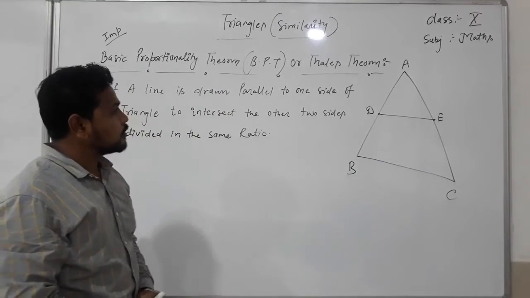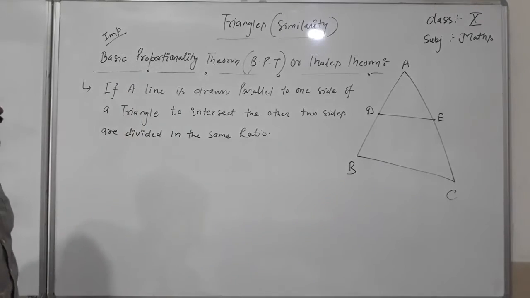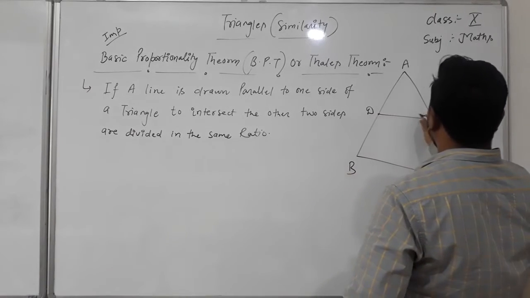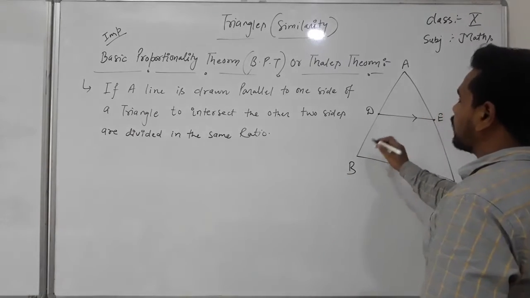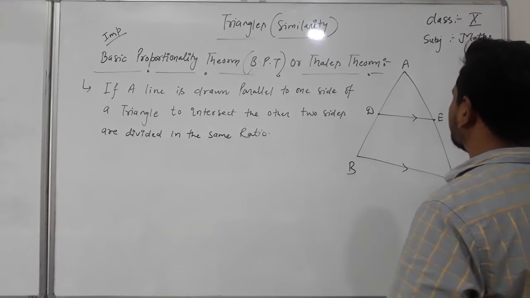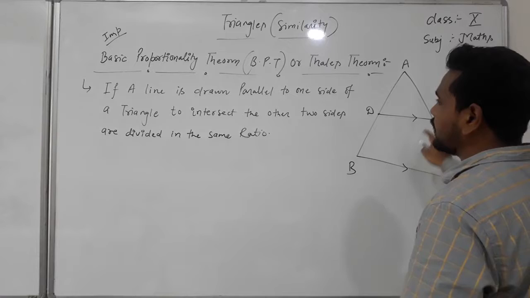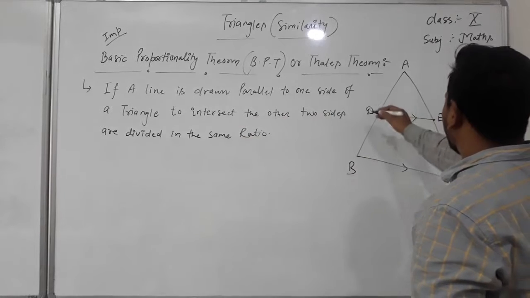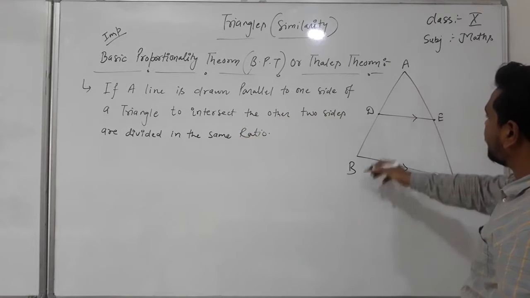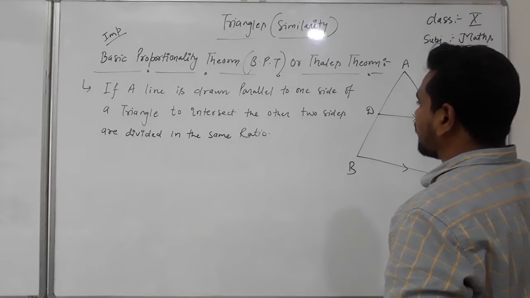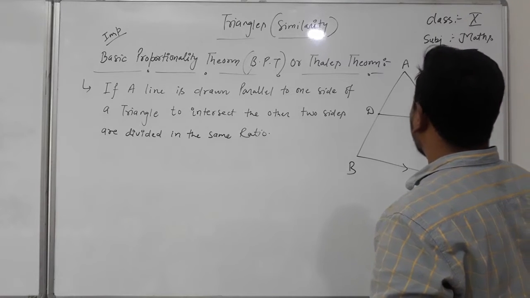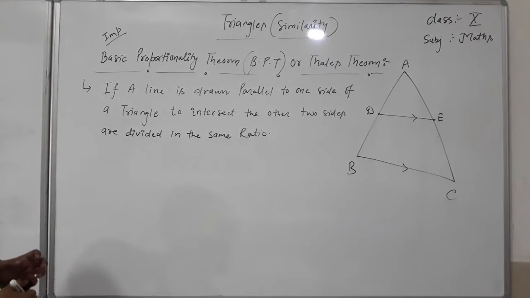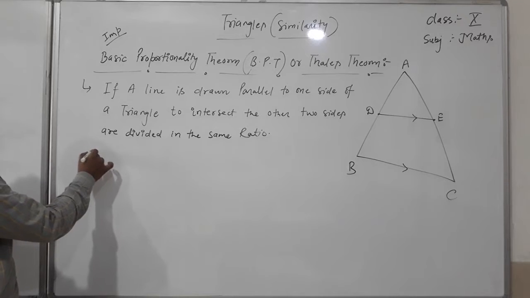So first of all, students, see the statement of the theorem. If a line is drawn parallel to one side of a triangle, that side is BC and the parallel line we are drawing is DE, to intersect the other two sides, AB and AC, then the other two sides are divided in the same ratio. We will prove that DE divides AB and AC in the same ratio.